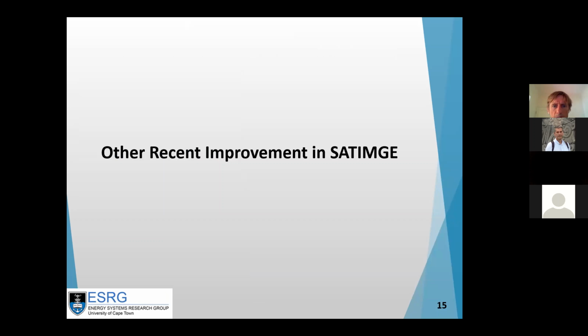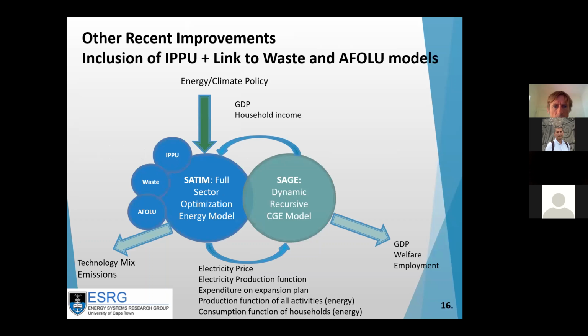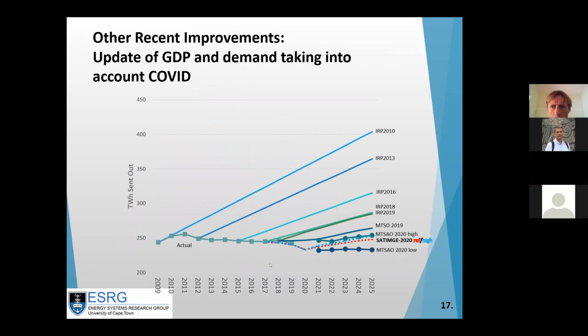Other improvements that we made this year: the addition of waste and AFOLU, and IPPU is now part of the TIMES model. The waste and AFOLU models are sitting outside in spreadsheets, but the drivers come from the framework, and the results go back to the framework. The other improvement we made this year was taking into account the COVID impact.